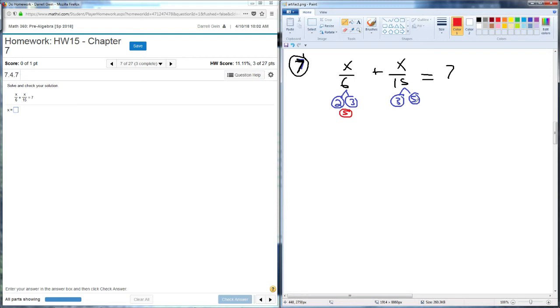We check that 3 times 5 is 15, but it's missing a 2, so 15 times 2 would make it a 30. So there we go. The LCD, I'm going to do it in purple. The LCD is 30. So I'm multiplying both sides by 30.